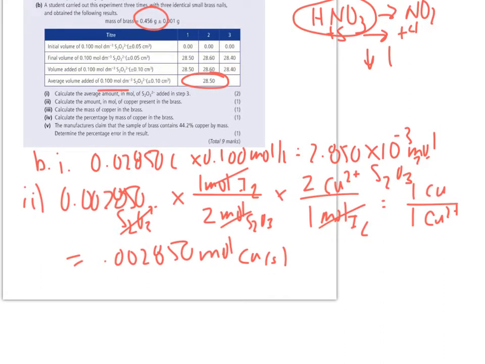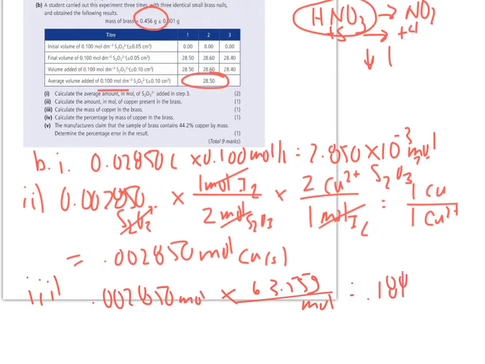And if I have 0.002850 moles of it, then in step 3 I can multiply that by the 63.55 grams per mole that copper weighs. And that, out of that 0.456, I've got 0.1811 grams of copper. I had a total of 0.456 grams. And so as a percentage, that means I had 39.7% copper in that alloy.